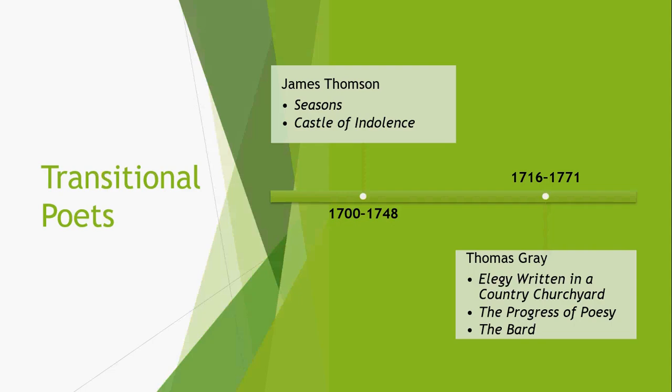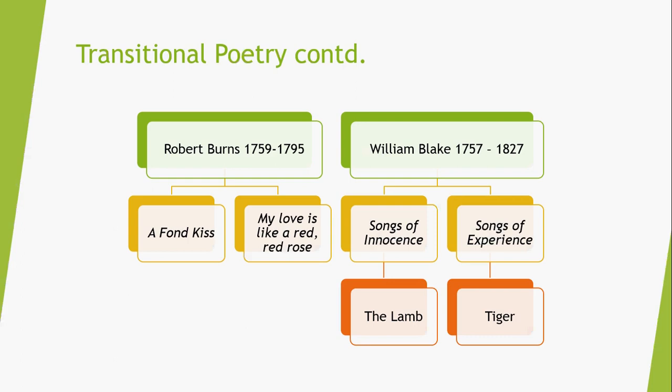There are a few examples of transitional poets in 2 slides. James Thomson, who wrote Seasons and Castle of Indolence, among other works, who lived from 1700 to 1748, and Thomas Gray, who lived between 1716 to 1771. One of his poems was taken up as an example earlier, Elegy Written in a Country Churchyard. 2 other examples are given, The Progress of Poesy and The Bard.